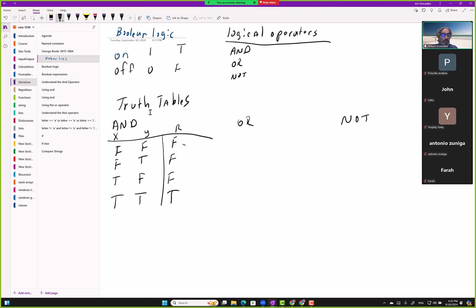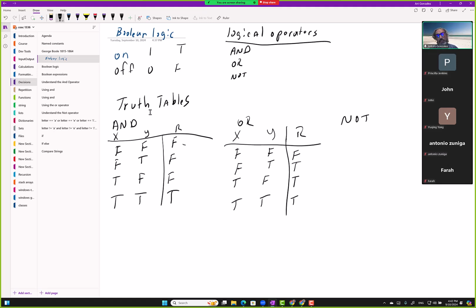He also introduced the concept of the OR table, and we still have the same concept. We have X, Y, and then some result. So if both are false, then the result is false. If X is false OR Y is true, then the result is true. If X is true OR Y is false, then the result is true. And if both are true, then the result is true.